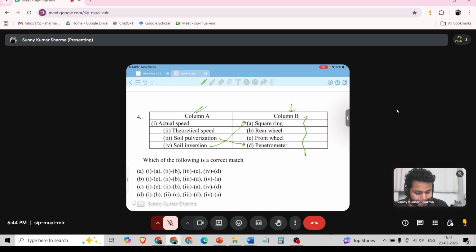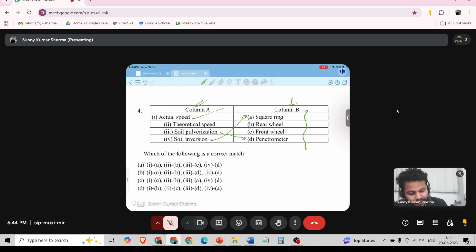And for speed, I think the rear wheel and front wheel are interchangeable. For actual speed, the front wheel is used because the front wheel is just towed. There is no slip; it is just moving forward. So actual speed we get from the front wheel, and theoretical speed we get from the rear wheel. So 1C, 2B, 3D, and option B is correct.